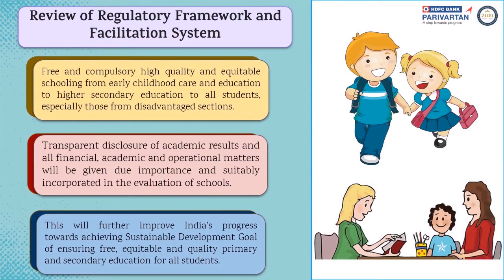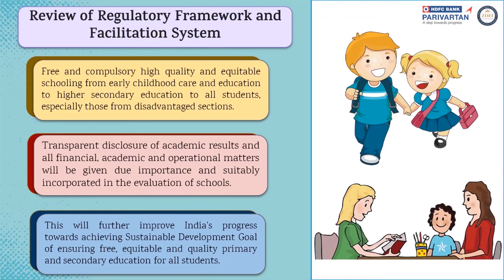If we talk about a review of regulatory framework and facilitation system, there will be free and compulsory high quality and equitable schooling from early childhood care and education to higher secondary education to all students, especially those from disadvantaged sections. Transparent disclosure of academic results and all financial, academic, and operational matters will be given due importance and suitably incorporated in the evaluation of schools.